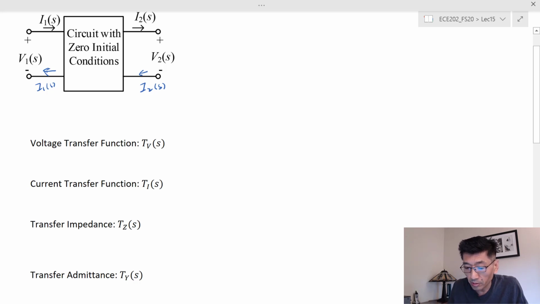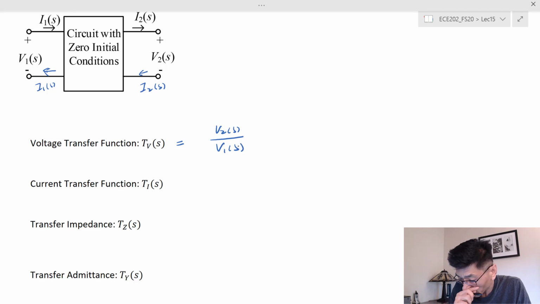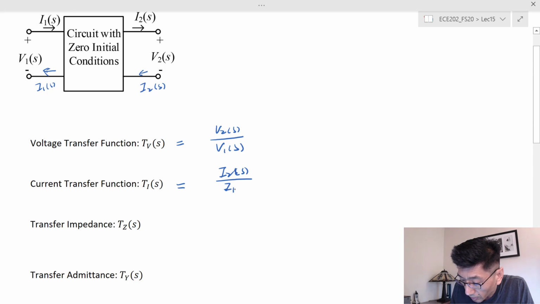In this case, if the output is the voltage and the input is V1, then V1 would be a voltage source, the independent variable, and we define the voltage transfer function as the ratio between the output and input. And the current transfer function, similarly, if the input is the current source I sub 1s, is I2s over I sub 1s.